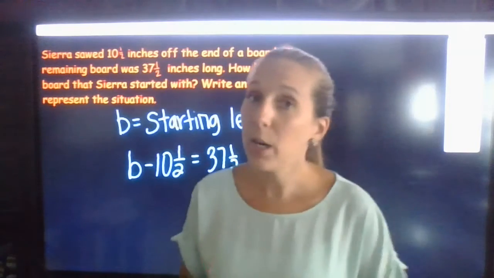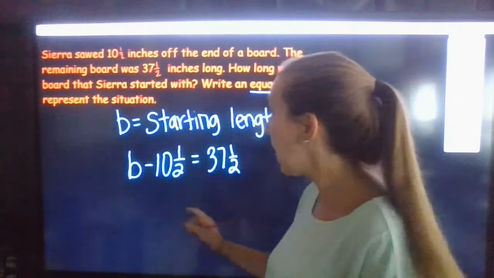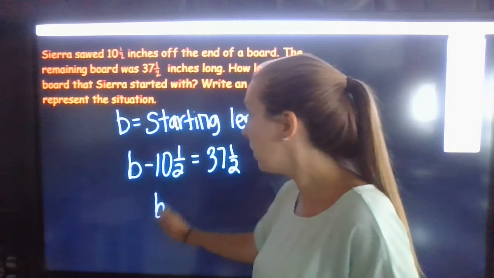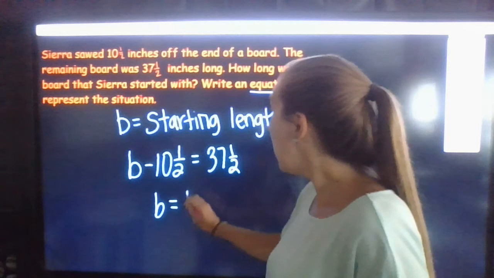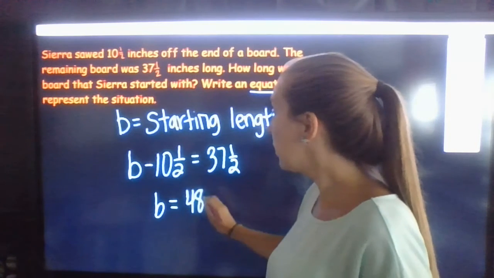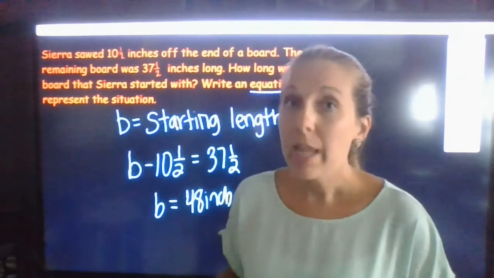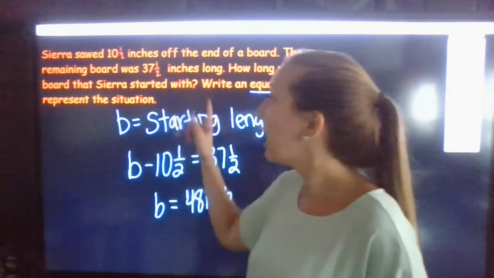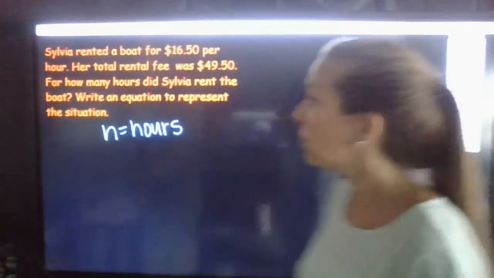Now, reminder, we could add 10.5 back to both of these sides, and that would equal B by itself. That's our isolated variable. And then we would get, let's see, that'd be 48 inches total. So it was 48 inches to begin with. Then we cut off 10.5, and we got 37.5 left. All right, so next one.